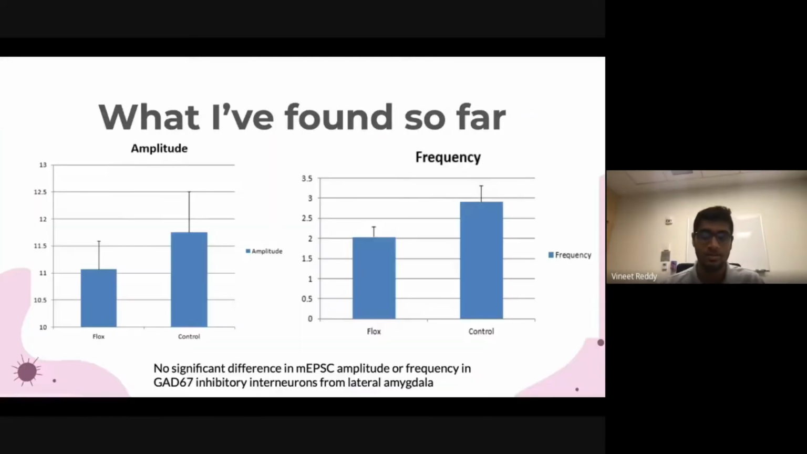And so the next part of our project is essentially going from inhibitory neurons into specific types of inhibitory interneurons to see if this trend is more drastic and more significantly different in specific subtypes of inhibitory interneurons within the lateral amygdala and also other brain areas like the basal amygdala and the central amygdala.